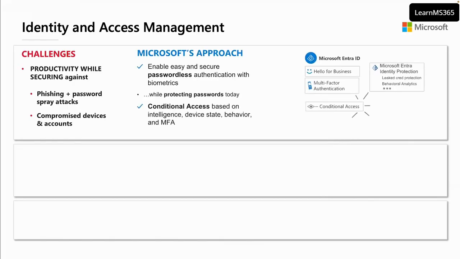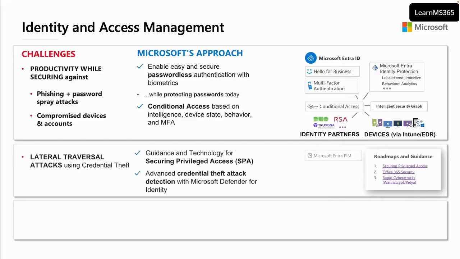If the challenge is compromised devices and accounts, here we have conditional access based on various intelligence or signals which we can derive based on device state, behavior of the session user, etc., and the 2FA which the user is leveraging, so we can do step-up authentication if that's required. That's where Entra ID's conditional access comes into play, and it is further integrated with the intelligent security graph. So there are various integrations here, for example, integration with third-party identity partners, and also with Intune or any EDR solutions, which give us the relevant signals here.